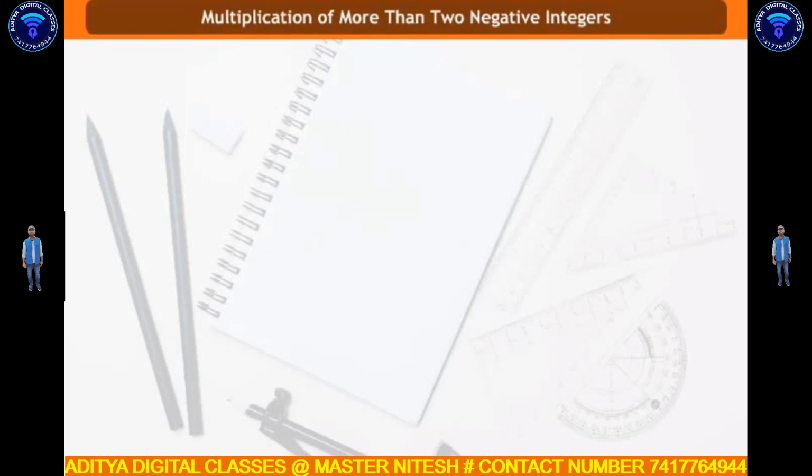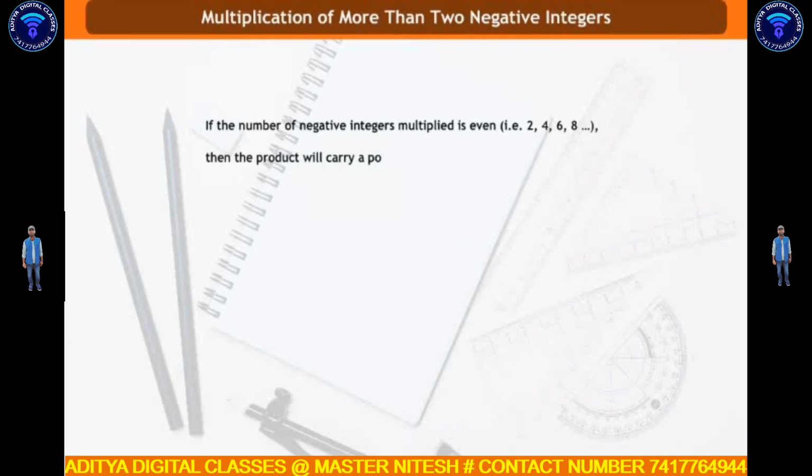Multiplication of more than 2 negative integers. If the number of negative integers multiplied is even, that is 2, 4, 6, 8 and so on, then the product will carry a positive sign. For example, minus 5 into minus 8 into minus 3 into minus 4 is equal to plus 5 into 8 into 3 into 4, which is equal to 480.